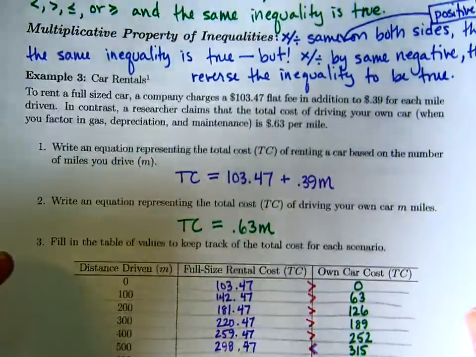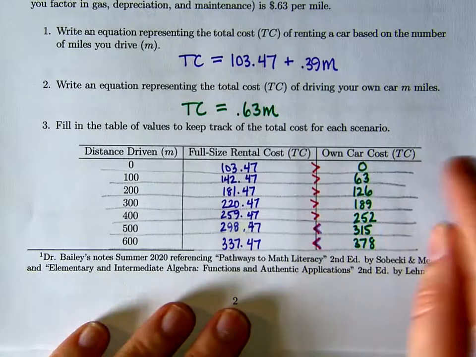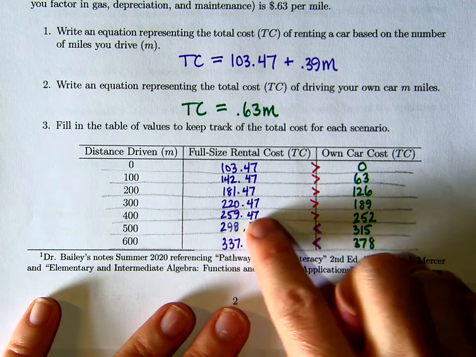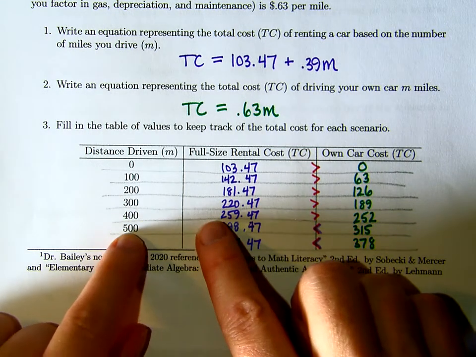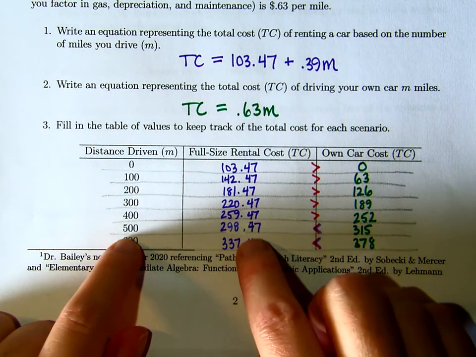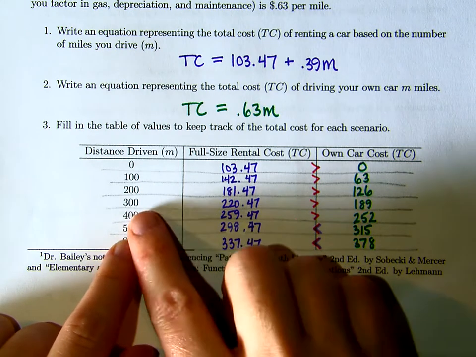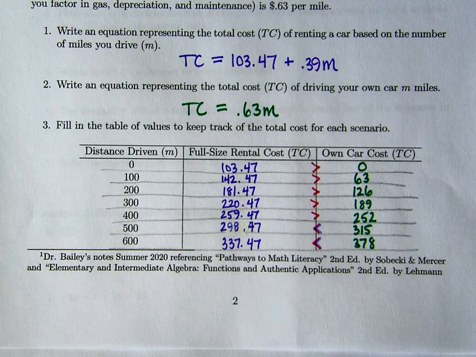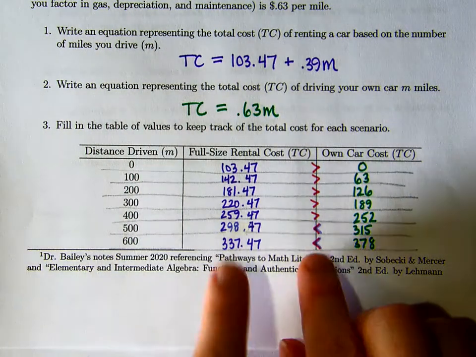Okay, let's go back to this table. All of these, it was cheaper to drive your own. And then somewhere between 400 and 500, all of a sudden it became cheaper to rent. So I know that it's somewhere in between 400 and 500. So believe it or not, I'm just going to go halfway in between.